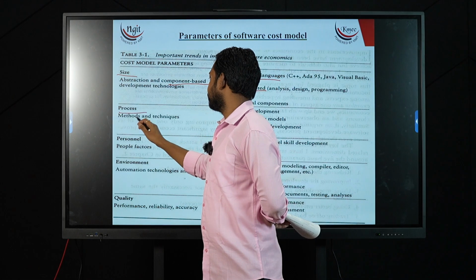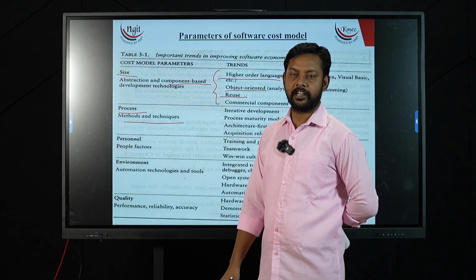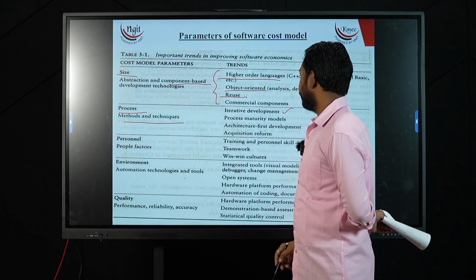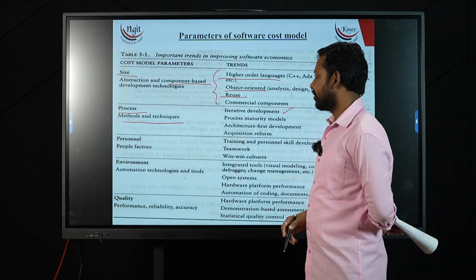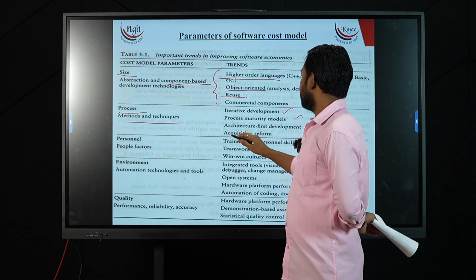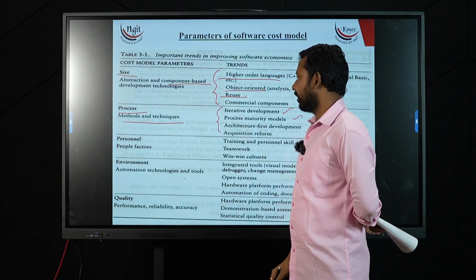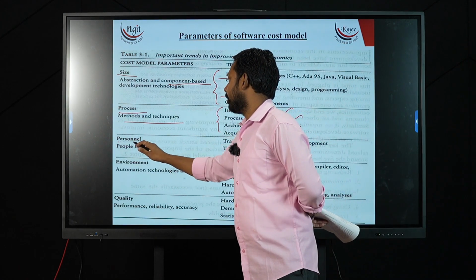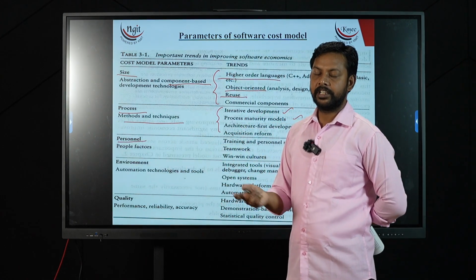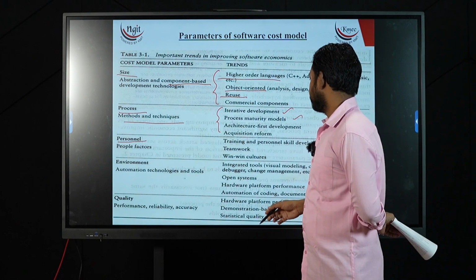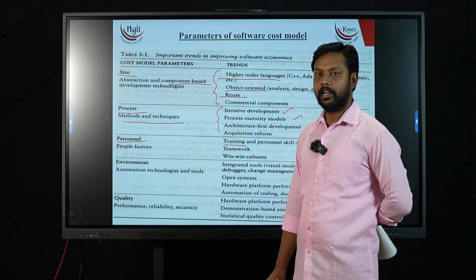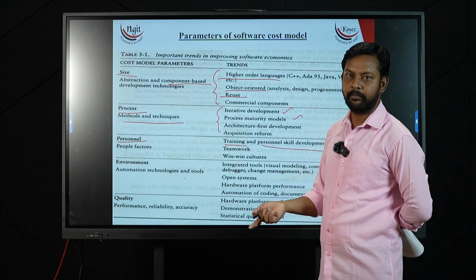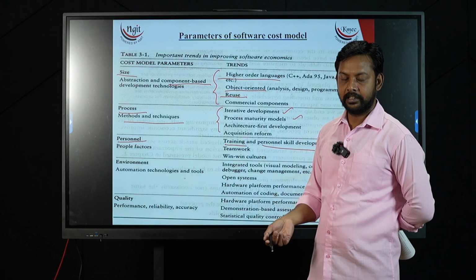Next, process. Process indicates which methods and techniques you are using, right? Whether you are going to make use of iterative development or you are using a conventional model, or process maturity models. So depending on the model that you are using, your process cost depends on it. And next, personnel. I already said personnel indicates the potentiality of your software developers. So whether you require any training related to your software, or the persons who are already working on your team, whether they are highly skilled.